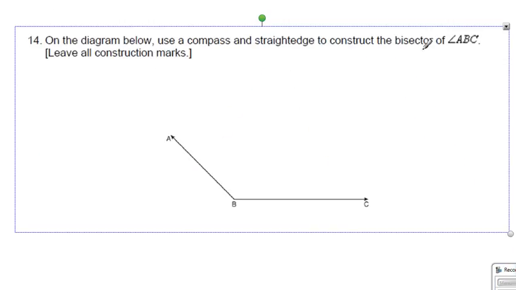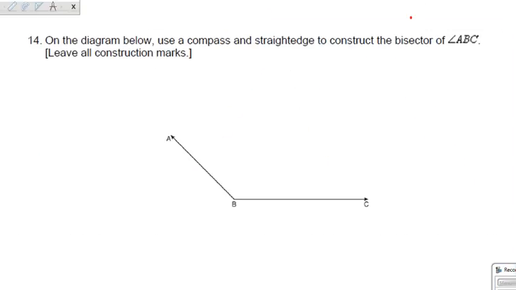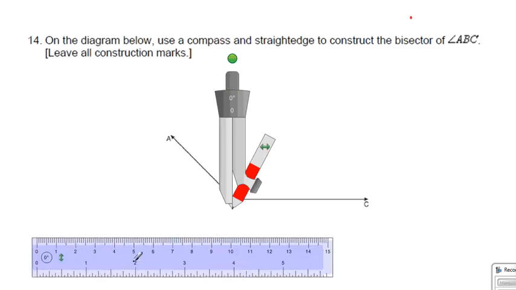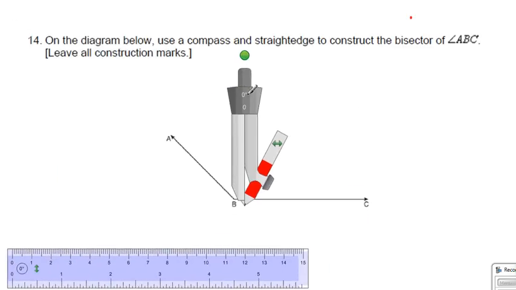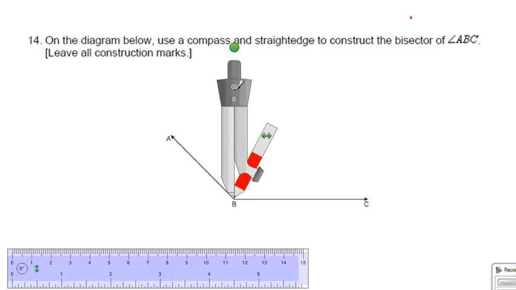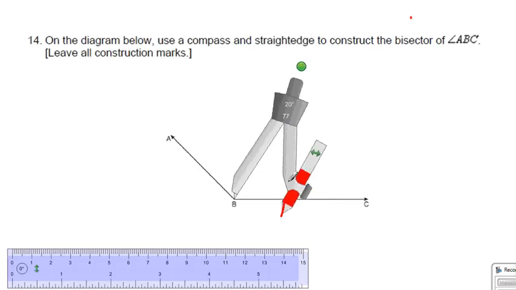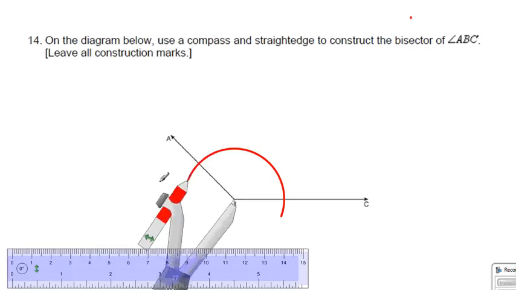We have to do the angle bisector. All right, then once again, we are using the straight edge and then a compass. So first step here is from the vertex of the angle, we need to draw an arc. So there it goes.